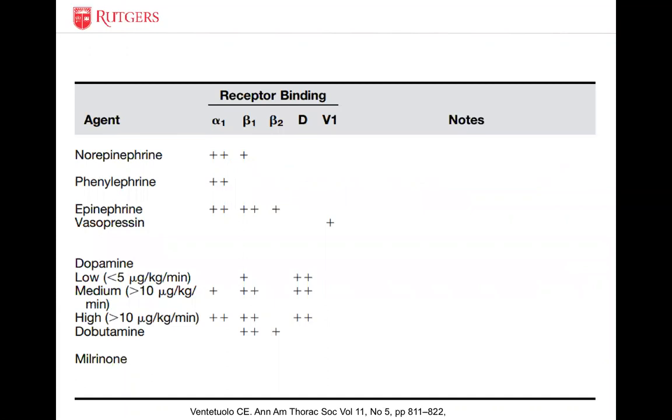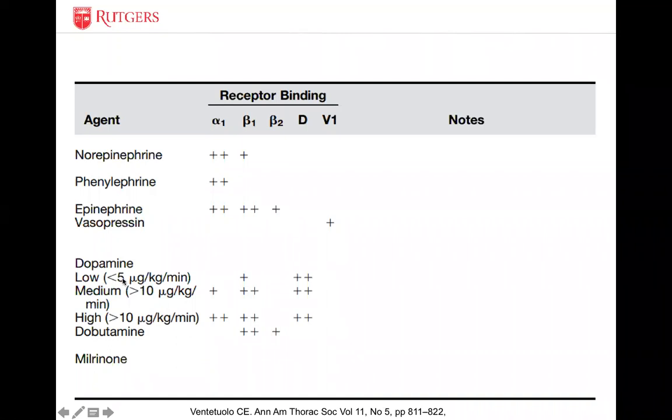This is a summary of the receptors that our vasopressor agents and inotropes act on. As you can see, norepinephrine is alpha beta, whereas phenylephrine or neosynephrine is alpha. Some people suggest if you're having refractory tachycardia, you may want to move from norepinephrine to neosynephrine to try to decrease the tachycardia. There's no great evidence that this makes a difference, but it's something that could be considered. Epinephrine, again, has alpha 1, beta 1, beta 2. Vasopressin is just vasopressin.